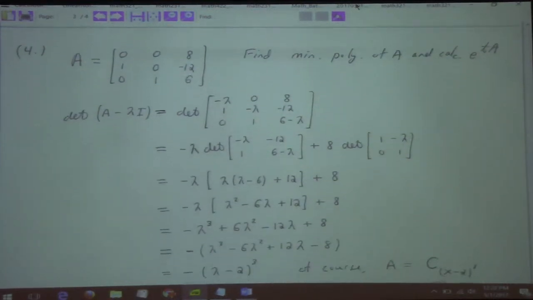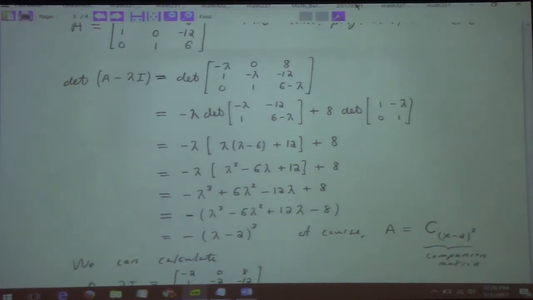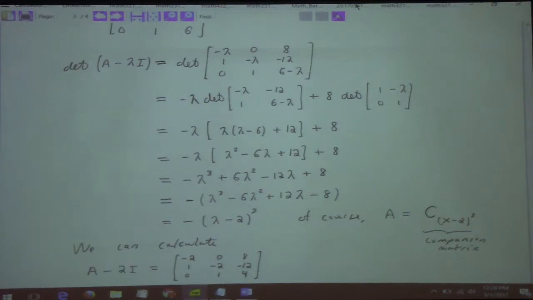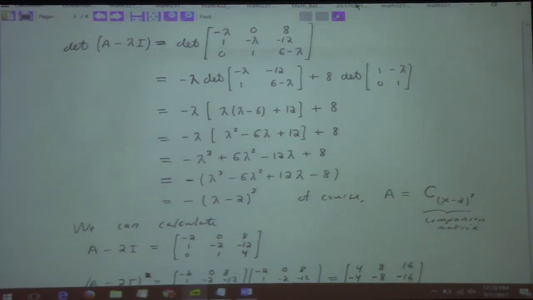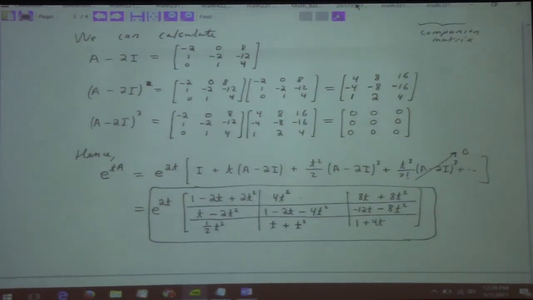So here, if you work it out, you get lambda minus 2 cubed as the characteristic polynomial. Then the Cayley-Hamilton theorem says that if we plug A into that, it will work. In other words, it will give back 0. So I know that if I put in A minus 2I cubed, it's going to be 0. That's a theorem, and it's worth knowing. It's the Cayley-Hamilton theorem. And so, uh-oh, battery.